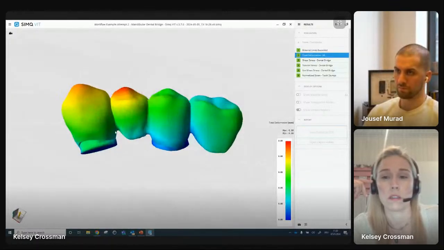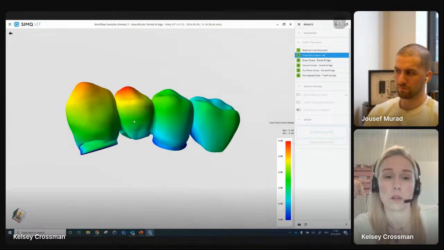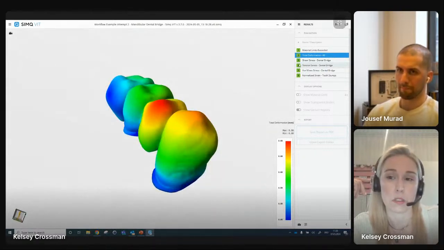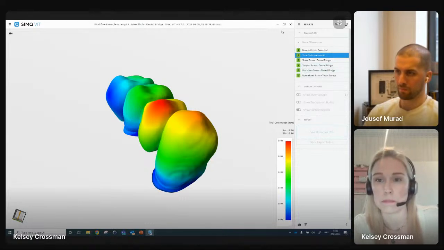However, it's deformed, but it's not deformed in these crevices here. So it's taking the force where it should. So it's a good design there. So that's it from my end for the VIT.